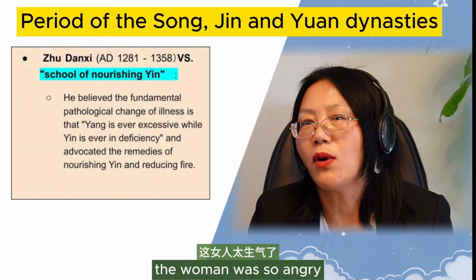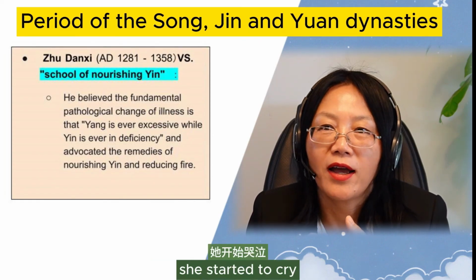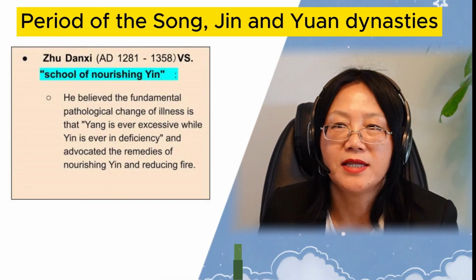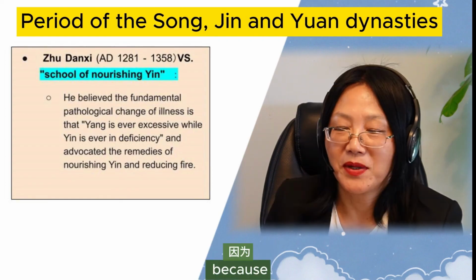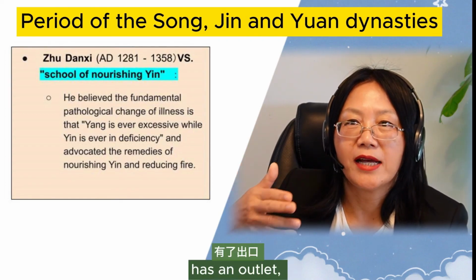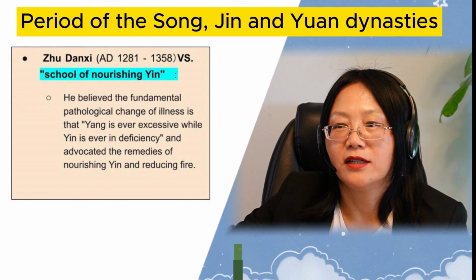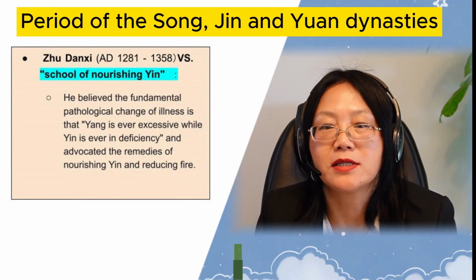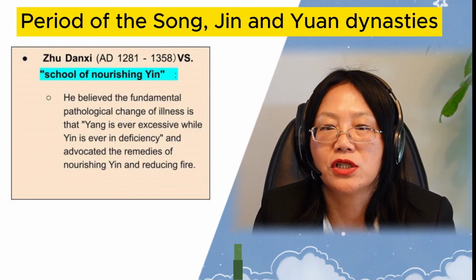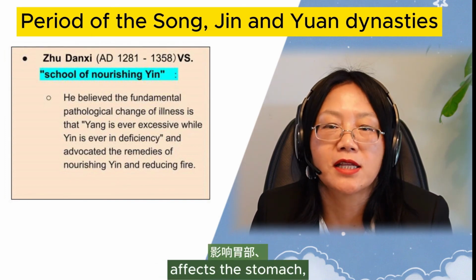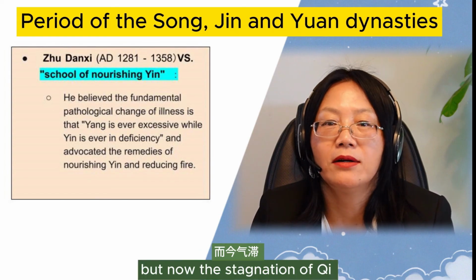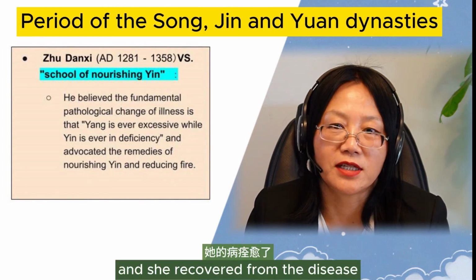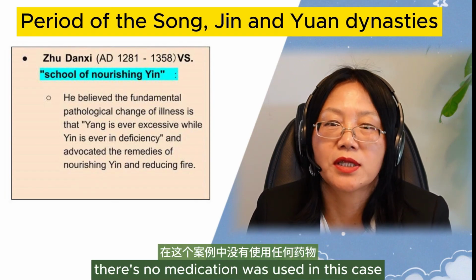The woman was so angry, she started to cry. But once she started to cry, the depression inside was relieved because the depressed qi had an outlet. Not stagnant anymore. Before, she could not eat because the depression or stagnation of the qi affects the stomach. But now the stagnation of qi was solved. She could eat and she recovered from the disease. No medication was used in this case.